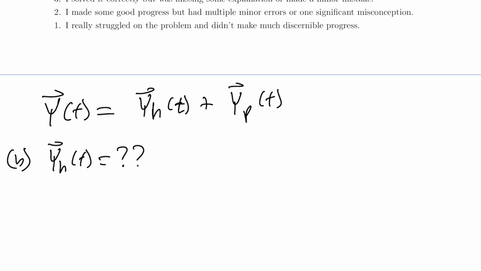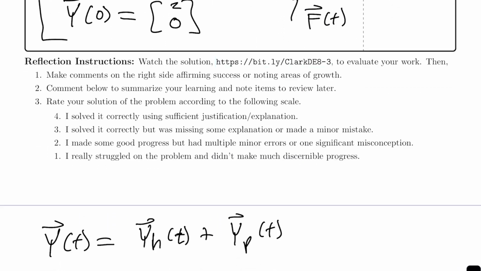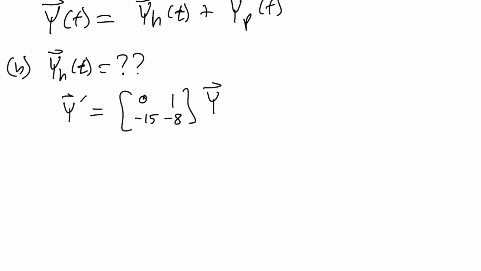And to do that, we need the eigenvalues and eigenvectors of the matrix. So we're essentially solving y prime equals that matrix, 0, 1, negative 15, negative 8, times y. And we're ignoring the forcing term. We're just solving the homogeneous problem.